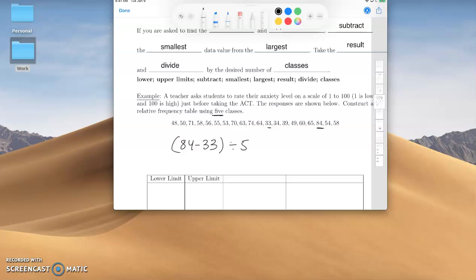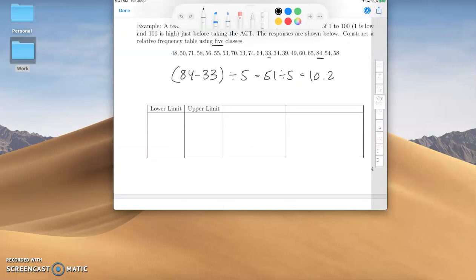All right, so when I do that, 84 minus 33, then I get 51 divided by 5. So we know we're going to be kind of close to 10. It's going to give us 10.2. In this case, we have only integers, and 10.2 is not an integer, so we're going to round up to 11. So even though it's not 10.5 or higher, you still round up in this situation.